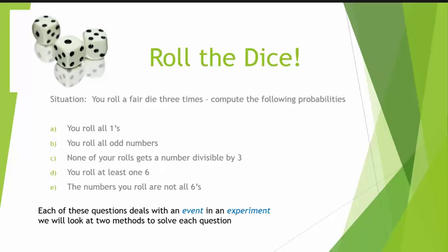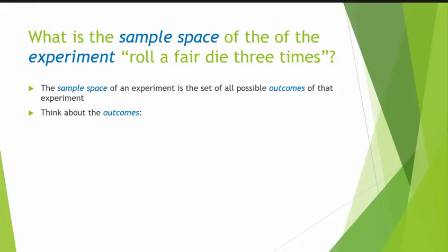Okay, so we're going to look at figuring out all the different possible outcomes, and then also looking at this by computing it without having to look at all the possible outcomes. It's a little bit of a shortcut. Okay, so let's get some definitions down.